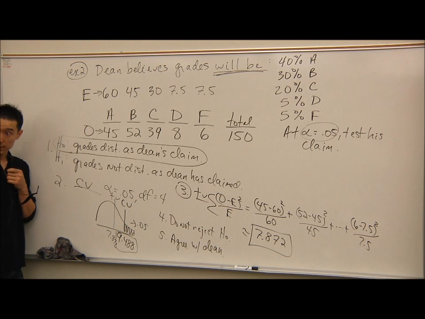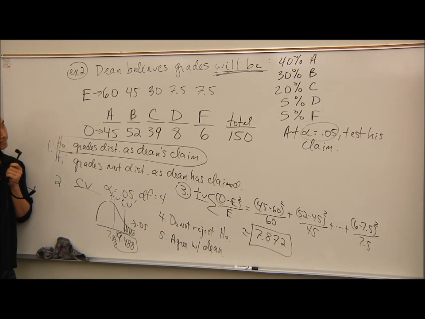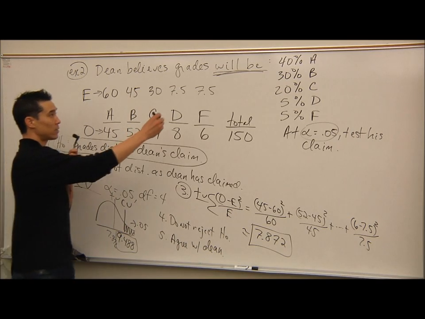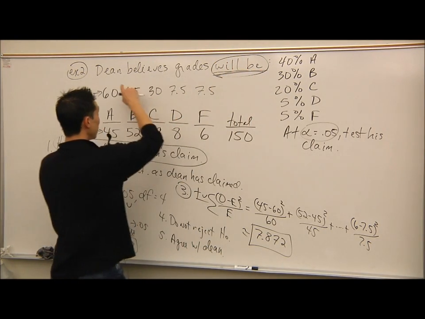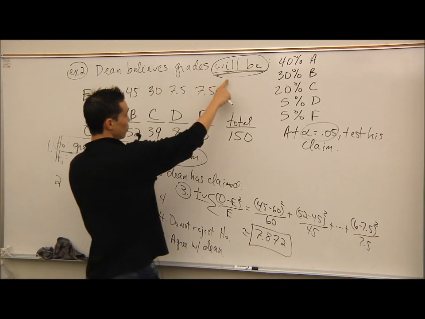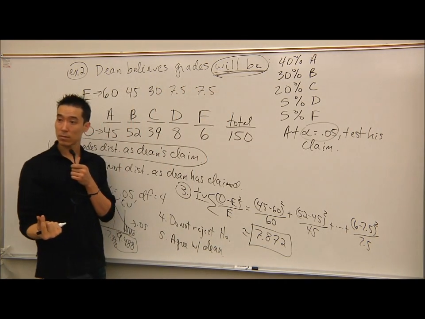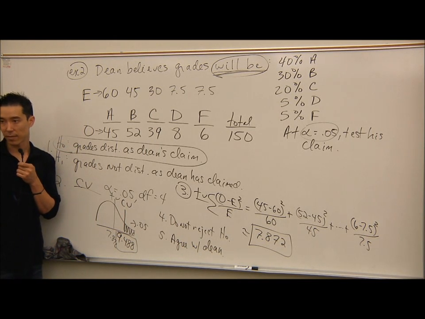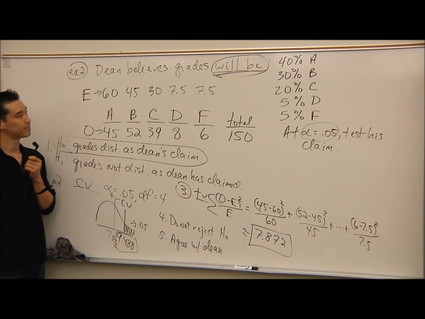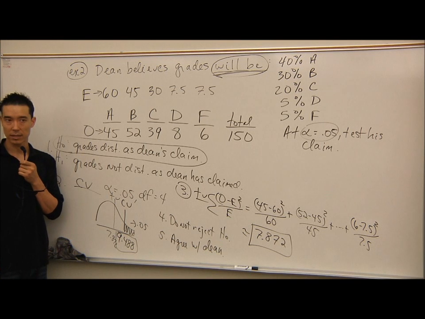Questions on this one? Yes? How did you determine which one, H0 or H1, was going to be his claim? Right, so it's very similar to the previous couple of chapters. If you had "dean believes, will be," it's like equals to, right? And equals to is always H0. So it's that type of thinking. Okay? Other questions? All right.